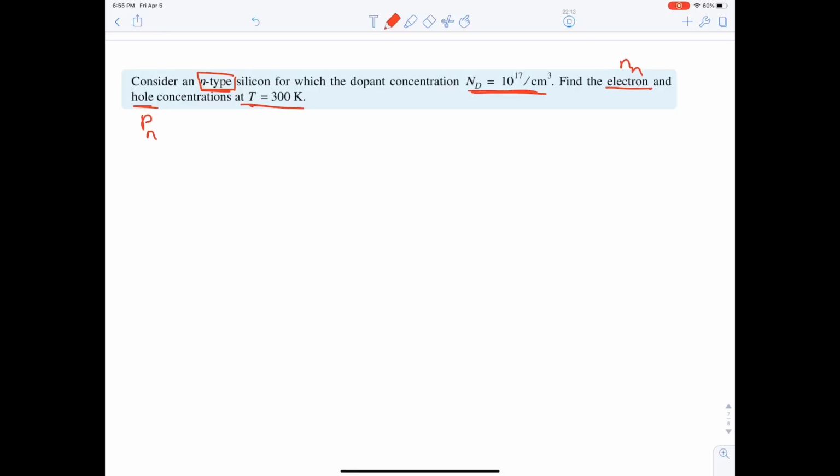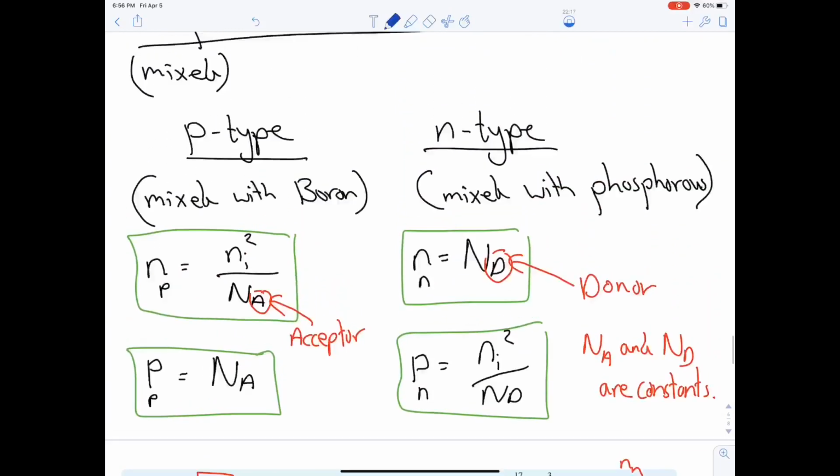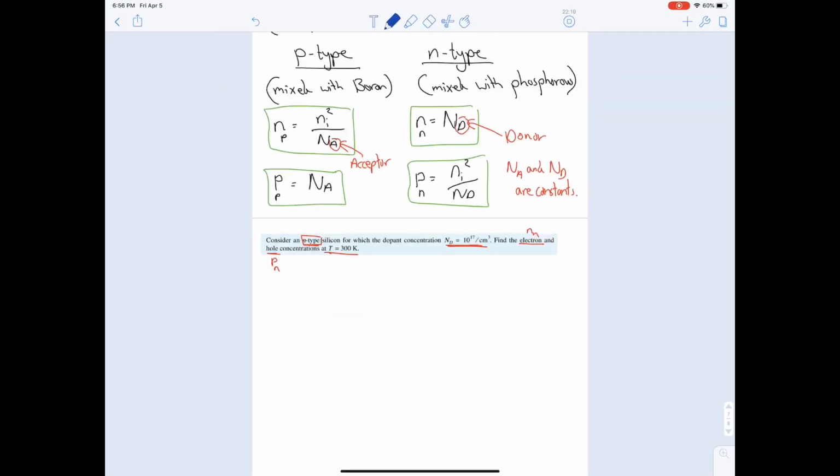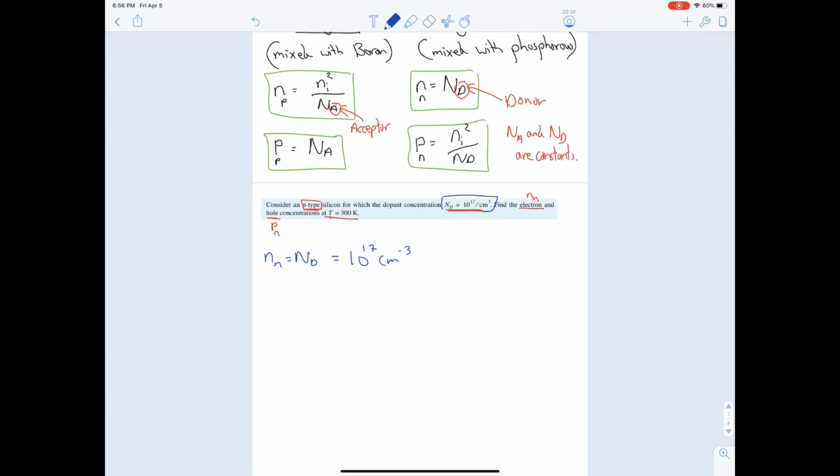Okay? So what was the equation for N subscript N? Here. It was N equal to Nd, which is equal to 10 power of 17 per centimeter cube. Okay. And what is Pn? It's Ni squared divided by Nd, where Ni at room temperature, we said it's what?